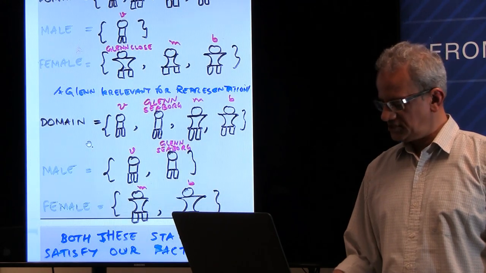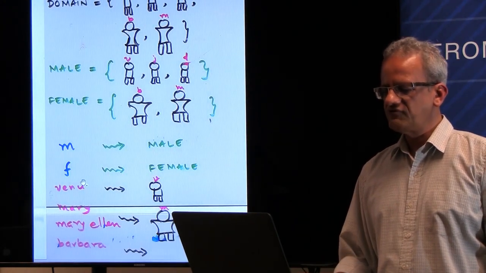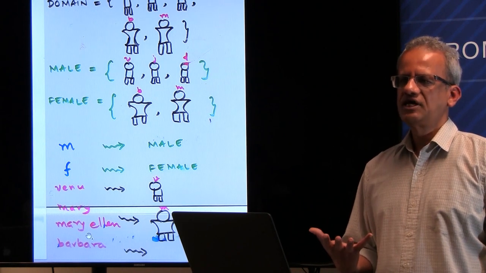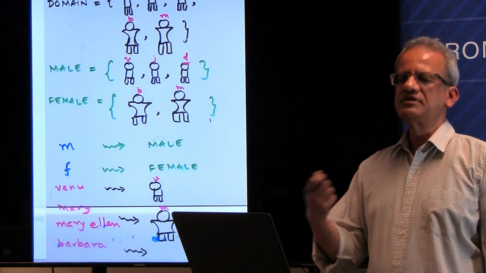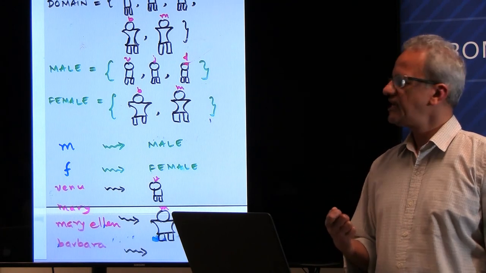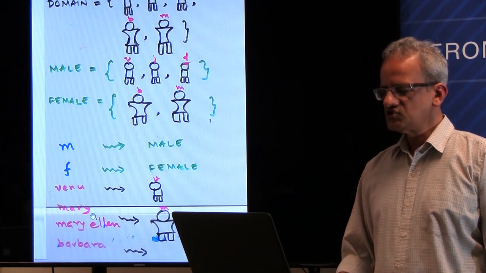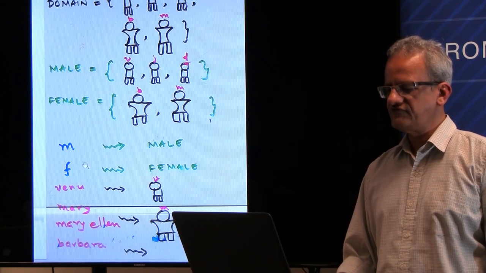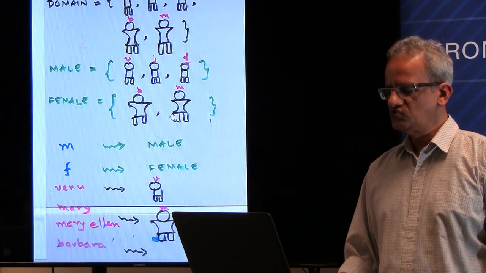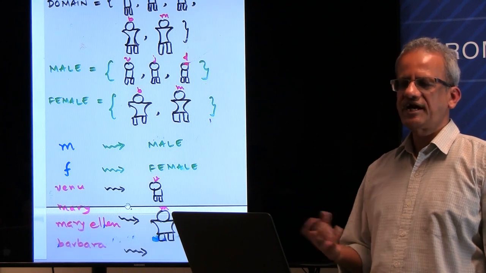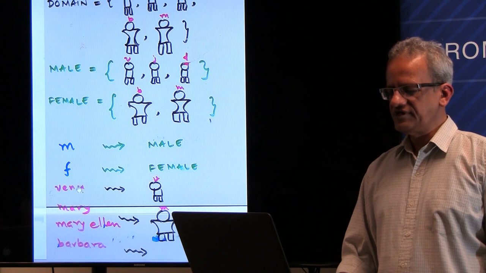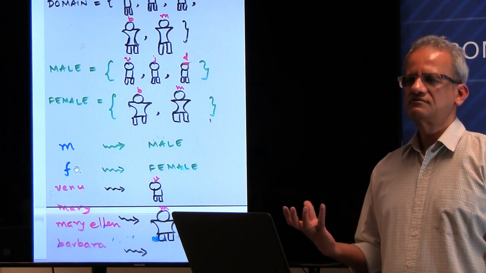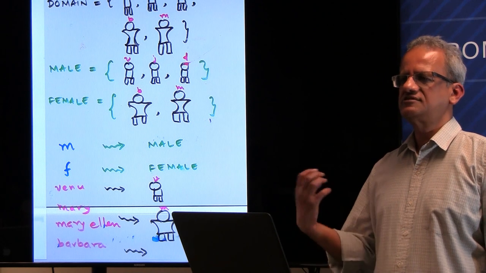Now the next thing we need to do is, we have a piece of syntax. This M, F, Venu, Mary, and Barbara are all pieces of syntax that I have in my language. I need to associate this piece of syntax with the real world entity, and that's called interpreting the language. M is associated with the maleness predicate, which is true of these three elements, and F is associated with the femaleness predicate, which is true of these two, and each of these names maps to an element. That's called an interpretation. Every red symbol is mapped to an element in the domain, and every blue symbol is mapped to a subset of the domain. So I start with a semantic structure, and then I have an interpretation.